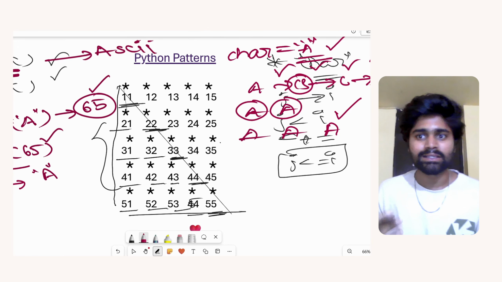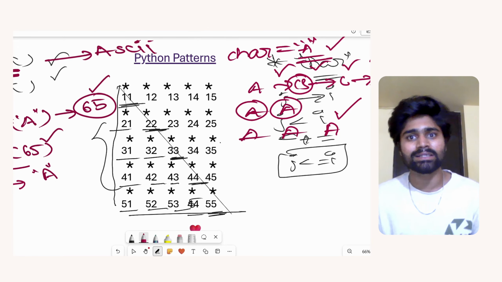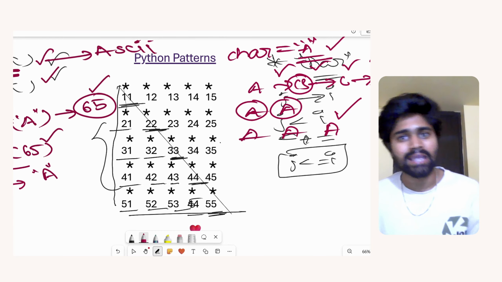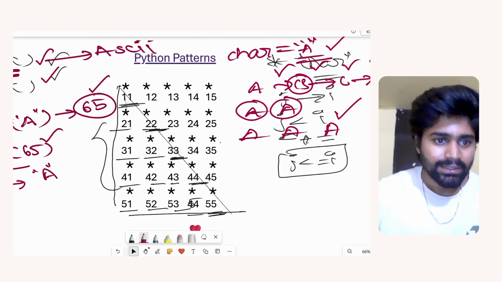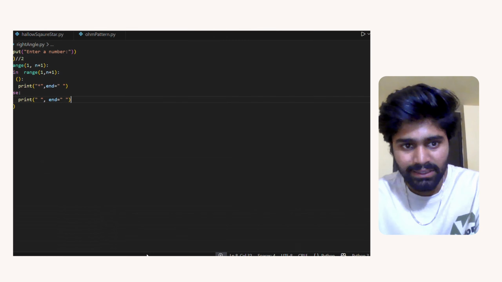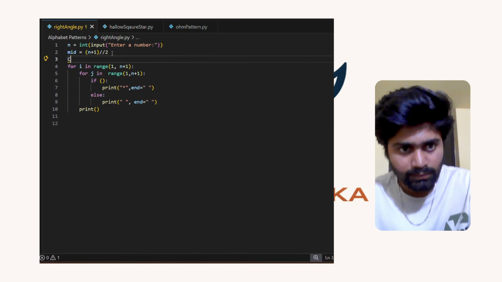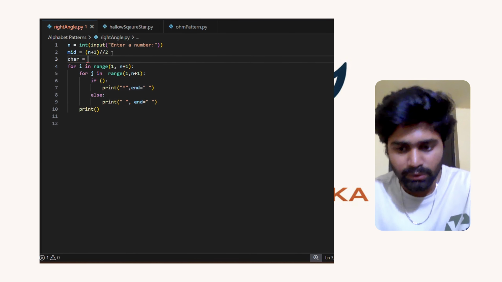To increment the character, to automatically get the next character, we need to use these two functions, guys. To get the next character automatically, there is one logic here. I'm going to declare one variable here, character equal to capital A.